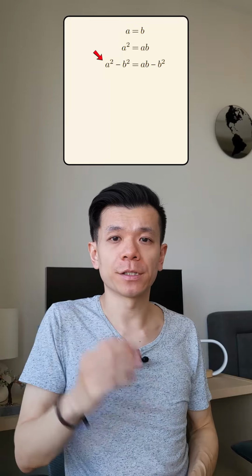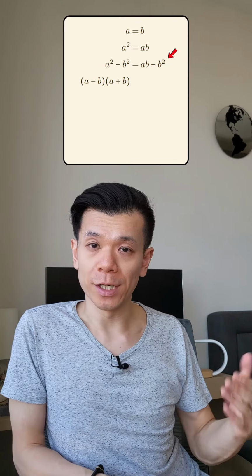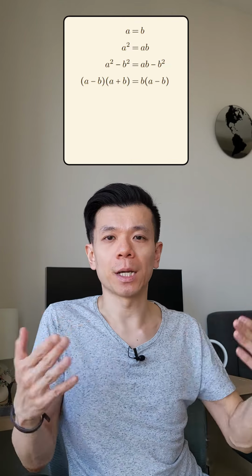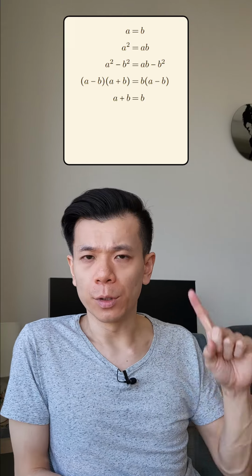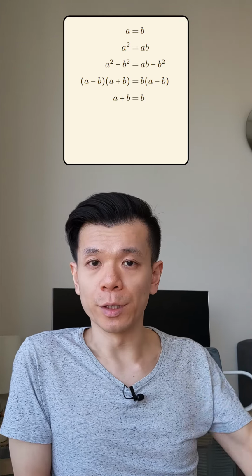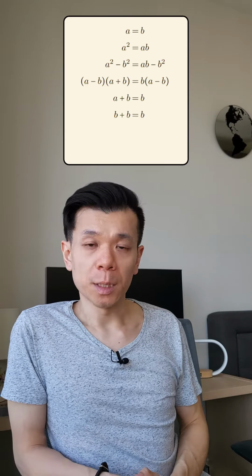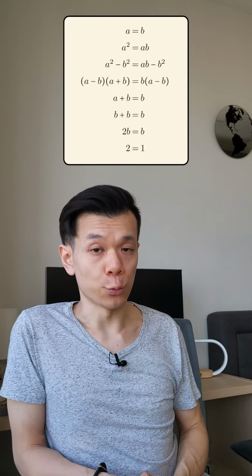Now notice on the left-hand side, we can factor that as a difference of squares, giving us a minus b times a plus b. And on the right-hand side, we can factor out the greatest common factor of b, giving us b times the quantity of a minus b. Dividing both sides by a minus b, we get a plus b equals b. But remember that we assume that a equals b. So we can plug b in for a to get b plus b equals b. Simplifying, we get 2b equals b, and dividing both sides by b, we get 2 equals 1.